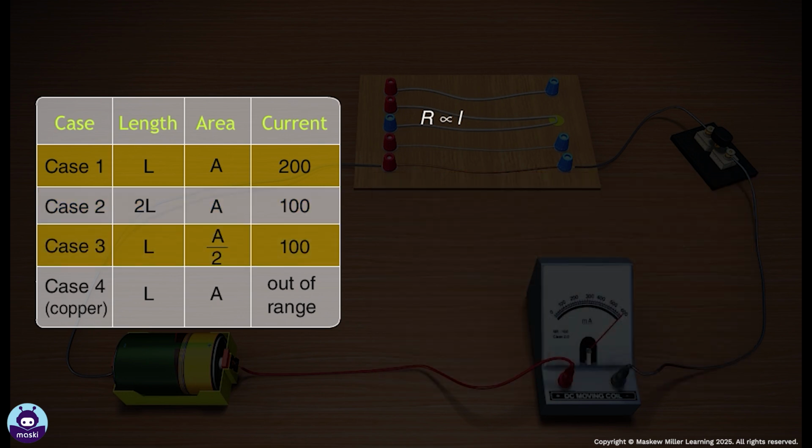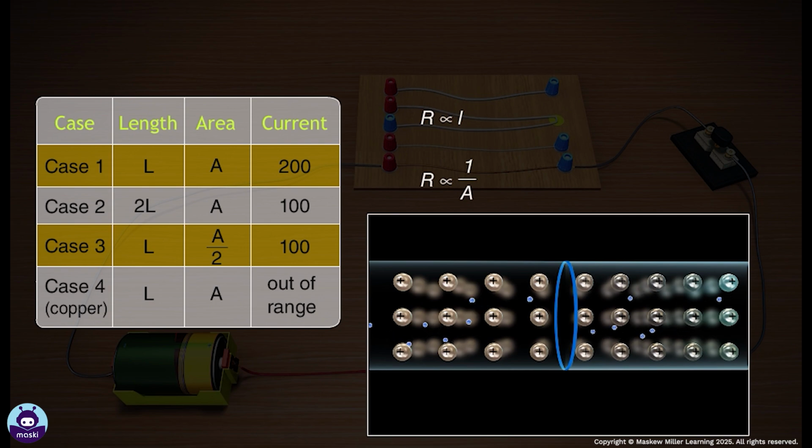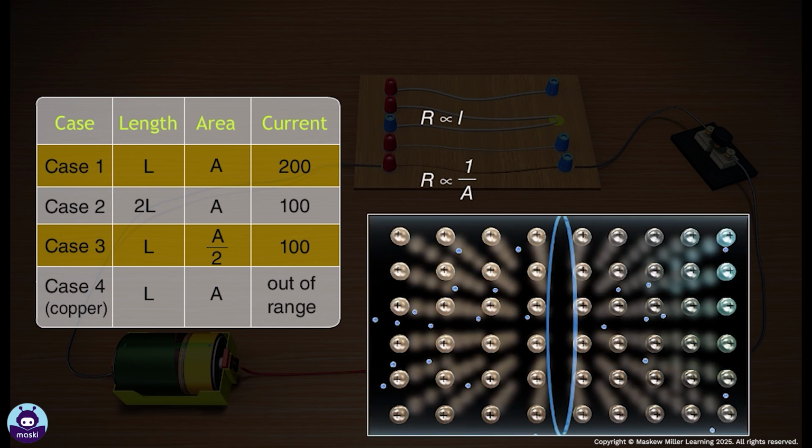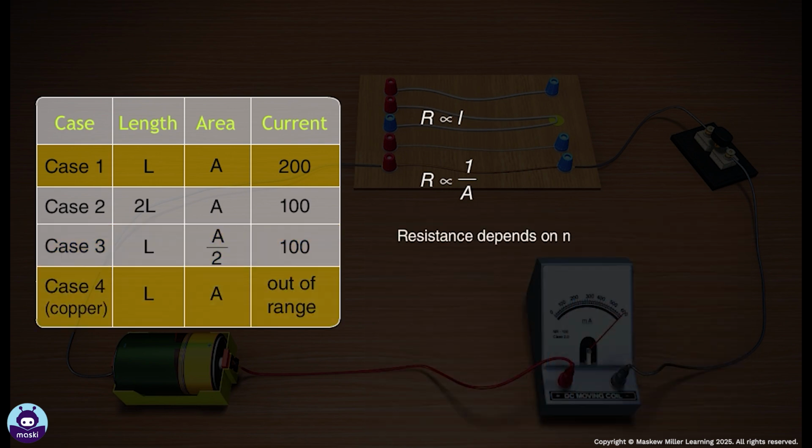We can also conclude that the resistance of a conductor is inversely proportional to its cross-sectional area. R is proportional to 1 over A. This is because the greater the cross-sectional area of the substance, the greater is the area available for the electrons to move. Note that the number of positive ions also increases when we increase the cross-sectional area, but the increase in ions is smaller compared to the increase in the space available for electrons to flow. Hence the resistance decreases.